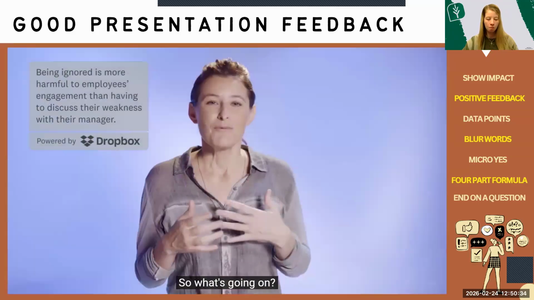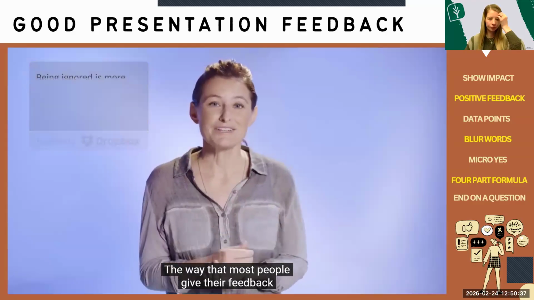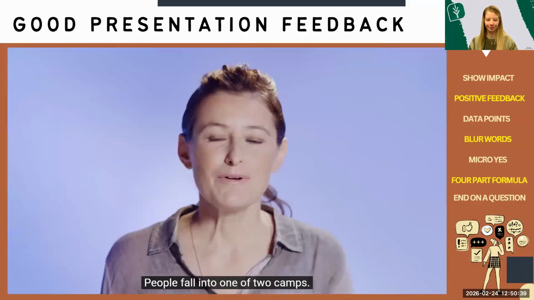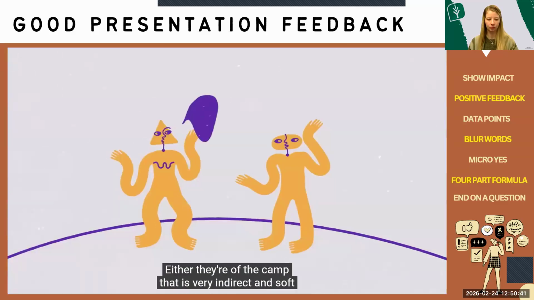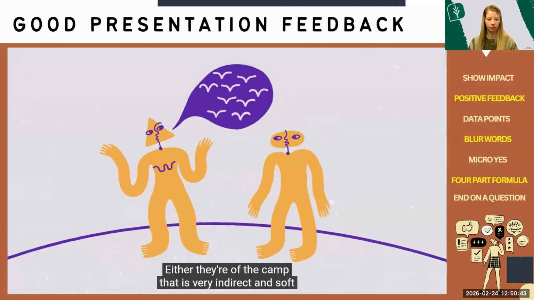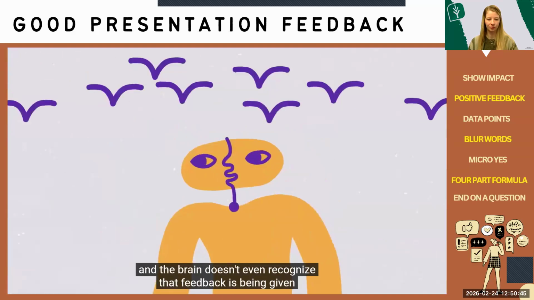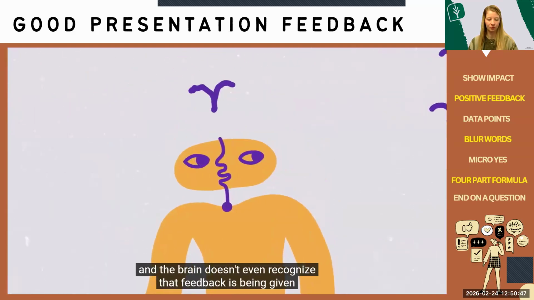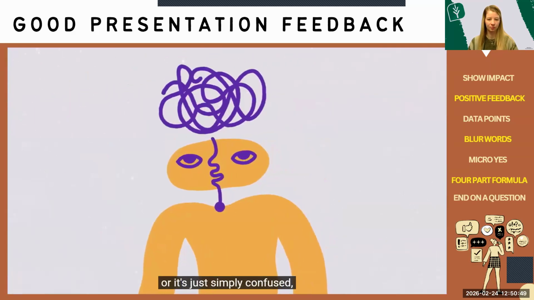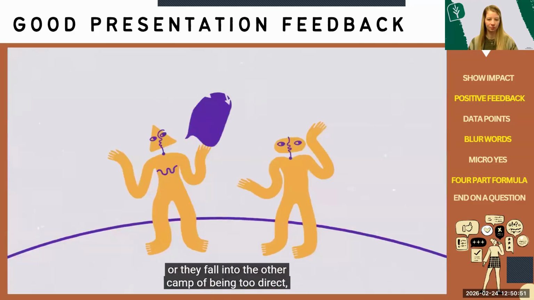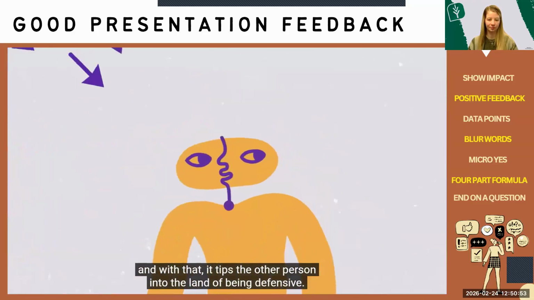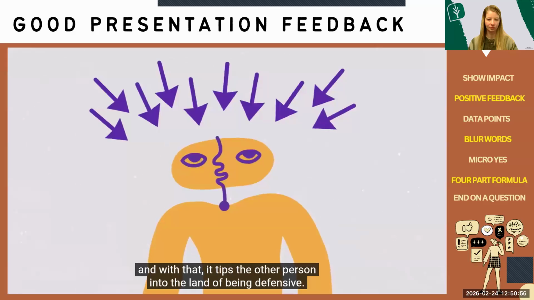So what's going on? The way that most people give their feedback actually isn't brain friendly. People fall into one of two camps. Either they're of the camp that is very indirect and soft, and the brain doesn't even recognize that feedback is being given, or it's just simply confused. Or they fall into the other camp of being too direct. And with that, it tips the other person into the land of being defensive.